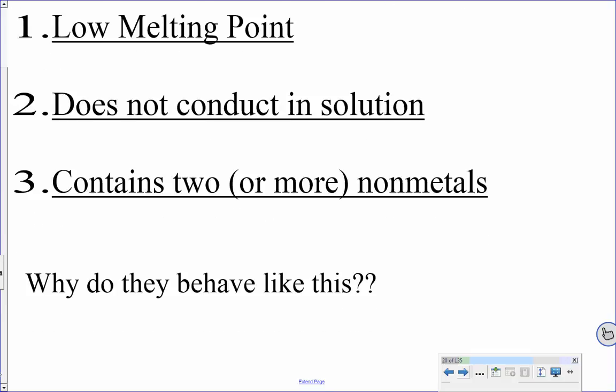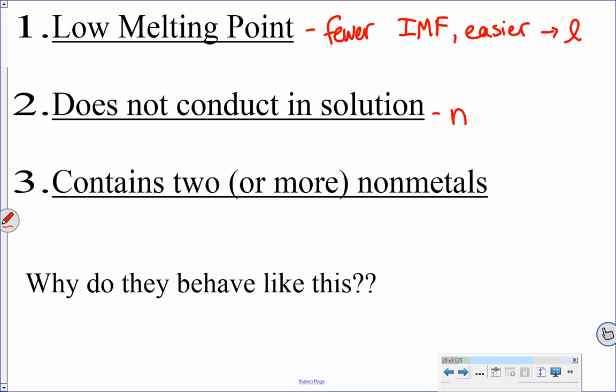So some of the reasons that they behave the way that they do: the low melting point is because there are less attractive forces. They're not necessarily as crystalline, so there are going to be fewer attractive intermolecular forces than an ionic compound, so it's easier to become a liquid. They don't conduct in solution because there are no charged particles. You need charged particles in order to have an electric current conducted. Saying they contain two nonmetals really isn't a property per se, it's just a fact about them.